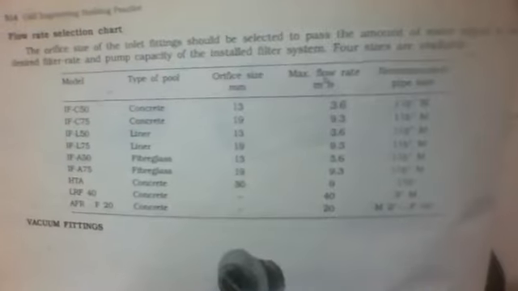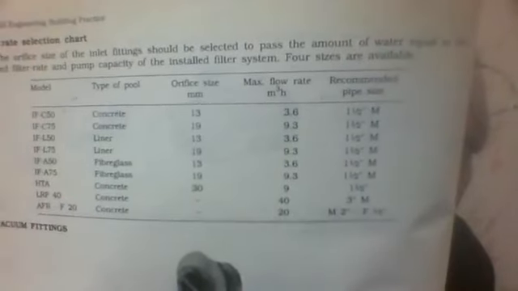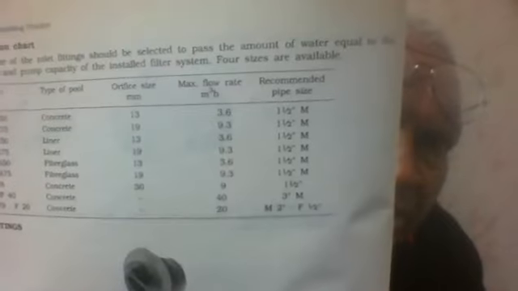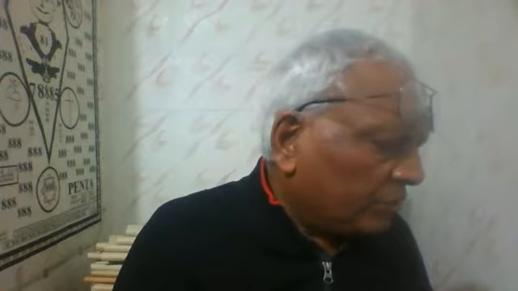Now, flow rate selection chart. Flow rate selection as usual. Previously, I also showed this, so this is for different equipment. Flow rates are given. You can see the model and type of pool, and then the orifice size. Orifice, you know what is orifice? The maximum flow rate, and then the recommended pipe is shown there. And of course, this is shown. I can read this small one. This table I'm not going to read now.